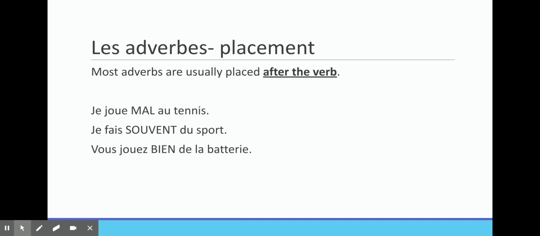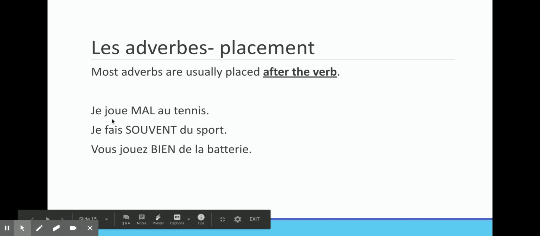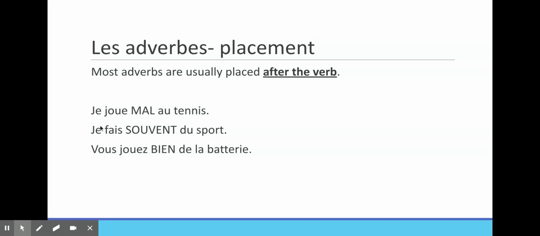Now, placement. Most adverbs in French will usually get placed after the verb. So I have 3 exemples. I have 3 examples. I have je joue mal au tennis, so I play tennis badly. Je fais souvent du sport. I often do sports. And vous jouez bien de la batterie. So you play the drums well. Most of the time, adverbs are going to come after the verb in French.